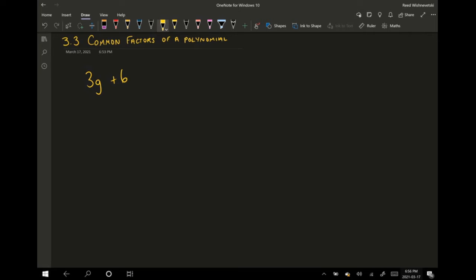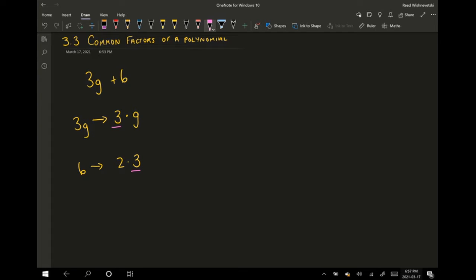Okay, so what we're going to do first, just do the step by step, we're going to separate these terms. So we're going to separate them into 3g and 6. We're going to write them as a product of prime factors. So 3 times g, 3 is already a prime number, and then we're going to multiply it by g. Okay, 6 we can break up into 2 and 3. We can see that the only thing common between these two is a 3 and a 3.